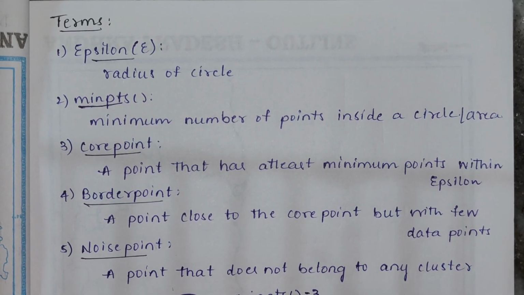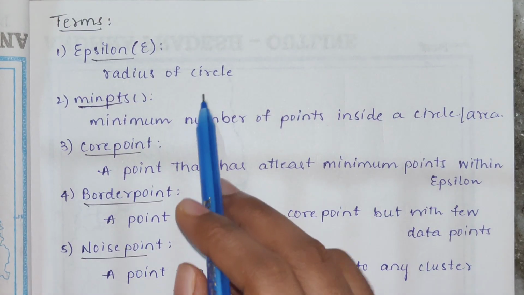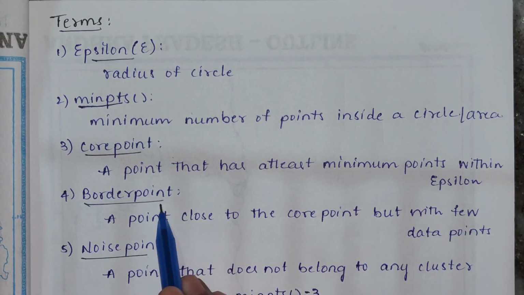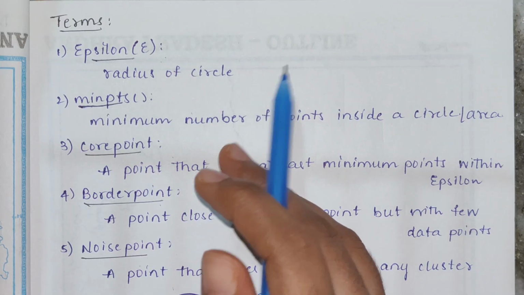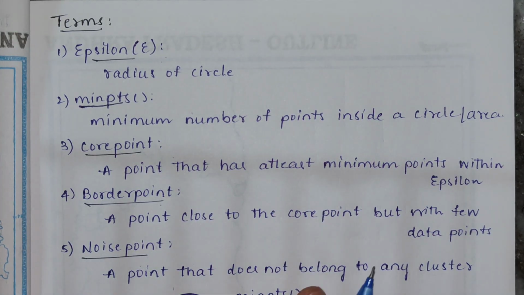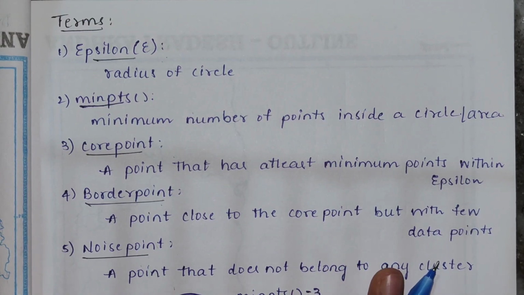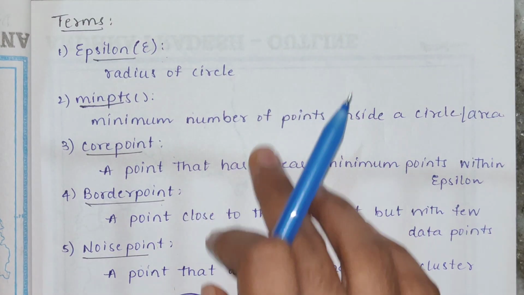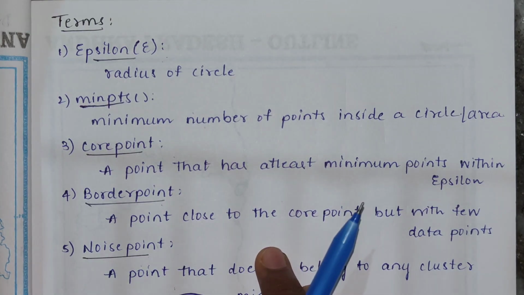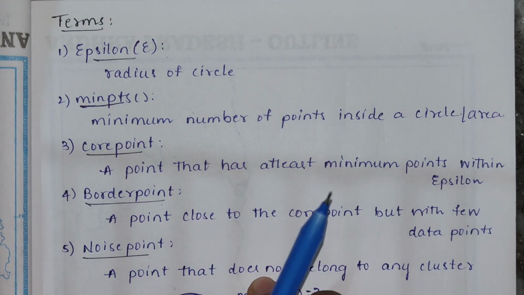The terms in density based clustering are epsilon, min points, core point, border point and noise point. We will understand these terms by looking at a diagram. Just remember these points, and later in that diagram we will discuss them more clearly.